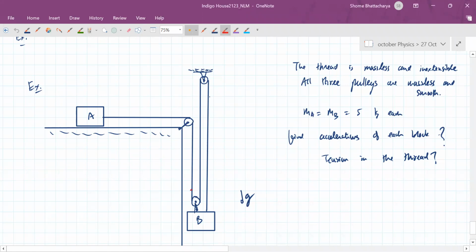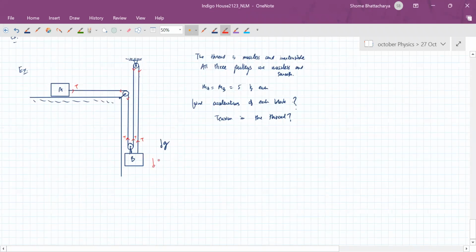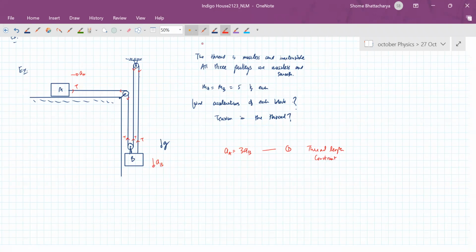Okay, so let's verify this. So first of all, what you can understand is that if this has an acceleration of, let's say, AB and this has an acceleration of AA, then acceleration of A will be 3 times acceleration of B. This is the thread length constraint. As you can see, if B goes down by X, then it pulls 3X amount of thread.